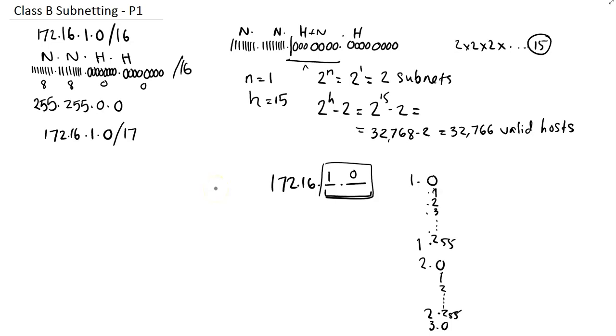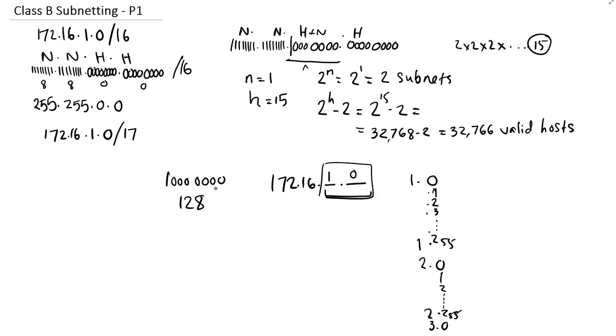And the way to calculate that is the same as the class C. So we check which octet we are borrowing the numbers from. So this is the one, and in there we have 1 and 7 zeros. And if you have 1 and 7 zeros, that is in decimals, it becomes 128. So what's the block size then?